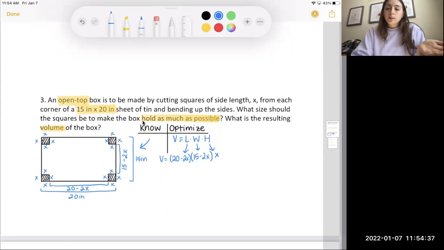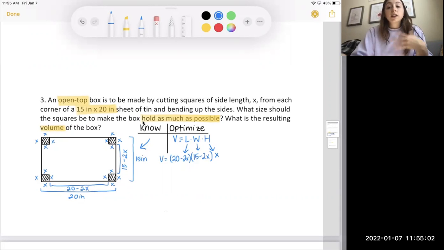And then when it comes to the process of optimizing, you are always going to be taking the derivative of the optimized equation. That makes sense because we want to find the max or min of that equation. And in order to do that, we have to take the derivative, find the critical points, and make a sign chart. So you're only ever taking the derivative of the optimized equation. You're never taking the derivative of your "known" equation.